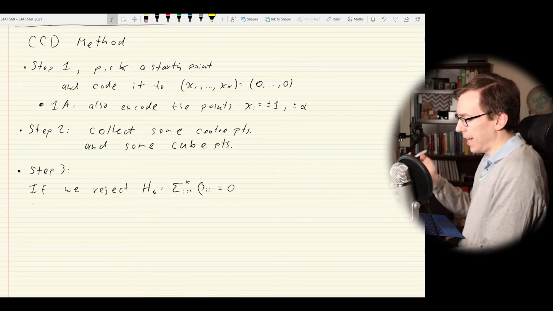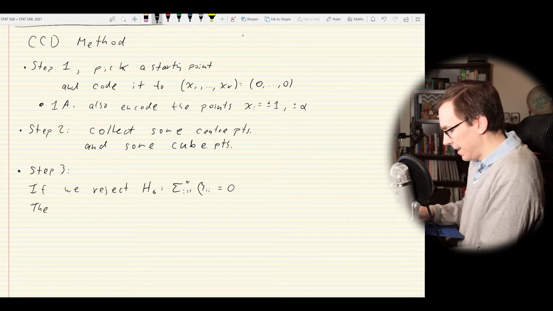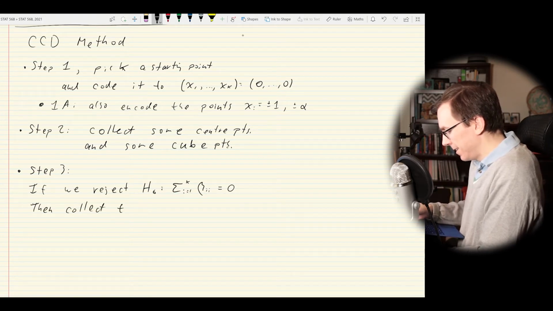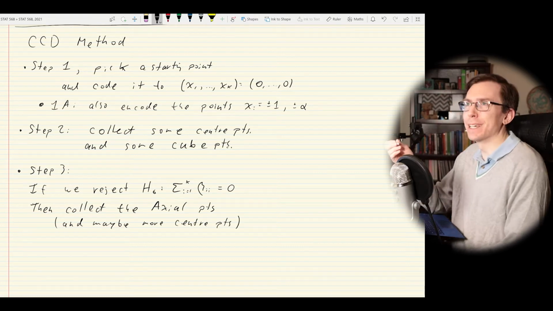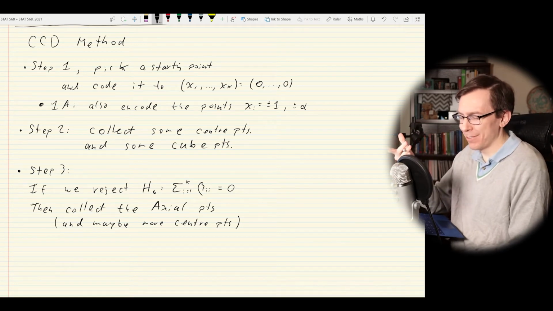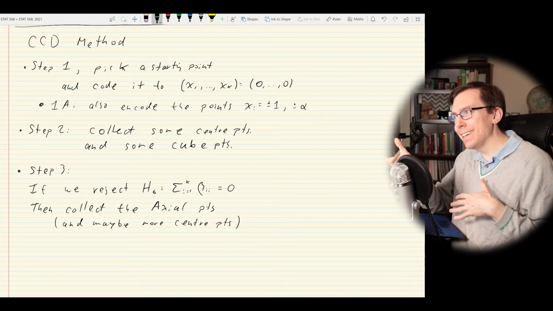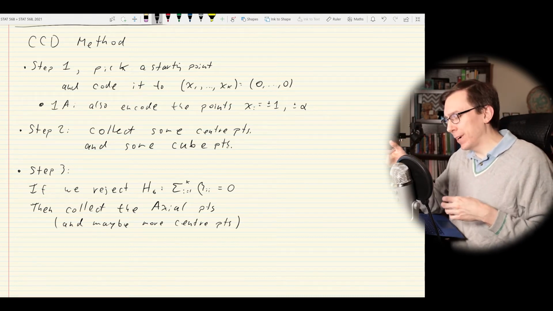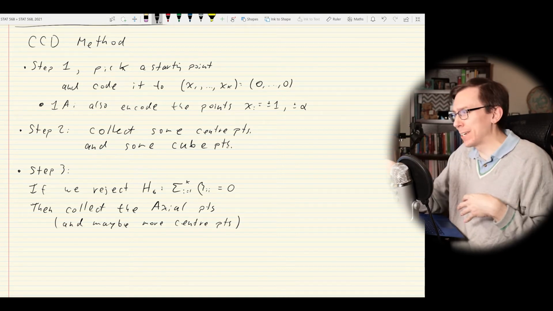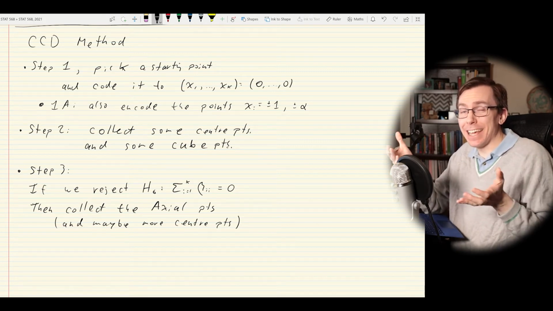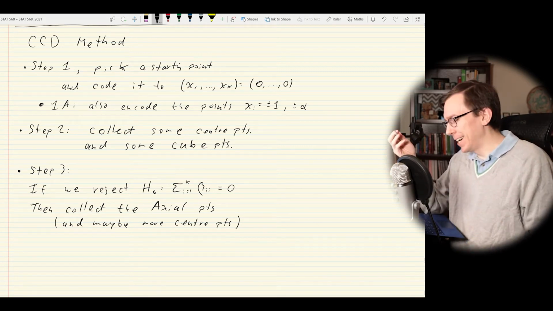So if we were to reject this hypothesis, then collect the axial points, I'll say, and maybe more center points. That's always useful because if we're collecting these data points at a later date, and we want to be able to test if other things have changed, then if we collect more center points, we can say, did the old center points look like the new center points? That is, is beta naught the same, or did something change from day to day?